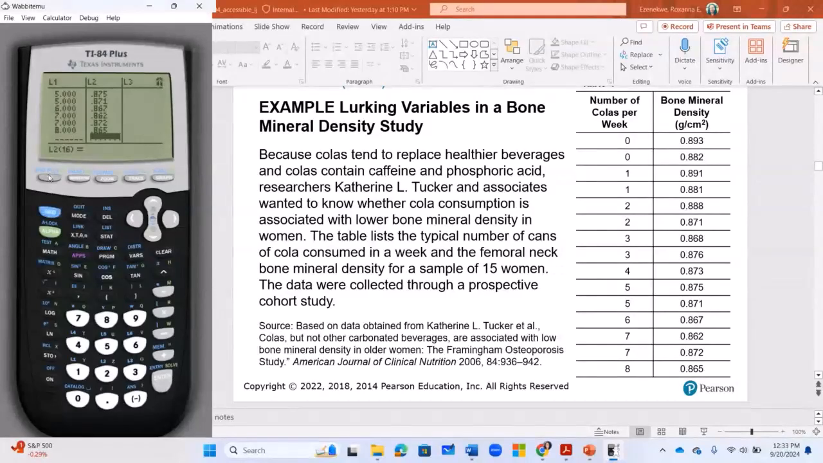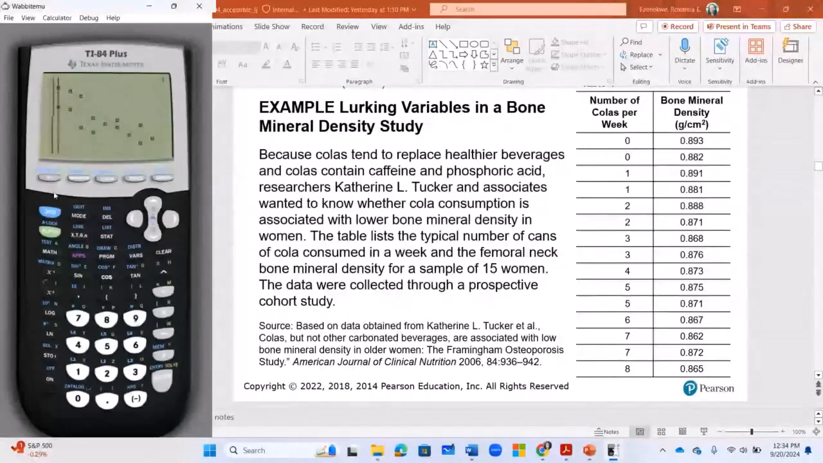So let's do the scatter plot, second stat plot, and then I'll select scatter plots. It's already selected. I have L1, L2. Then I'll zoom 9. So when I try to zoom 9 and I see this, then I'll second quit. Then zoom 9 on the main screen.